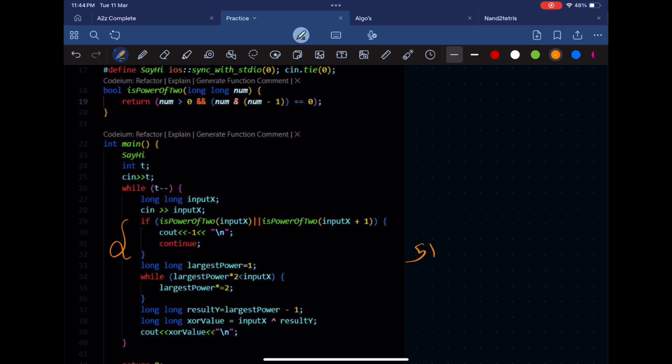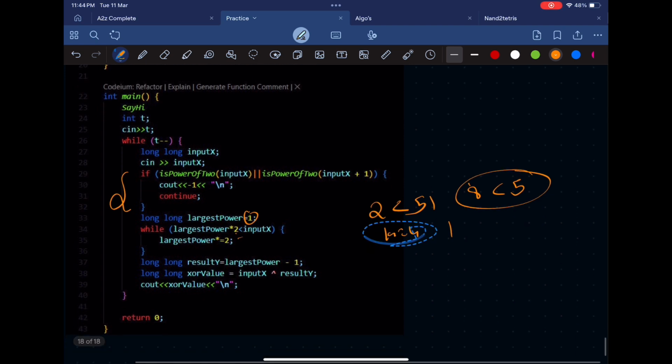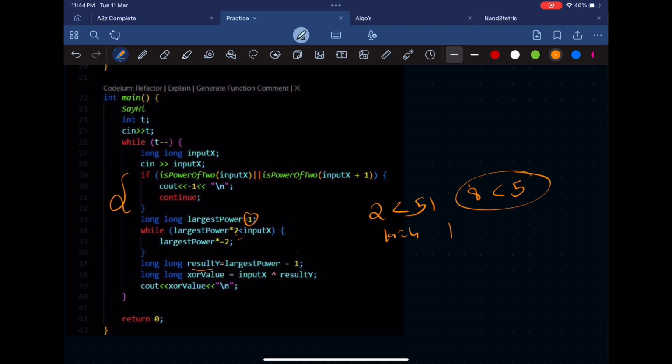So largest power is initially 1. 1 into 2 is less than 5, so now largest power is equal to 4. Then 4 into 2, which is 8, is less than or equal to 5, which is false. So inside largest we have 4, and we come out of the loop. Result of y is equal to largest power minus 1. So result for 5 is equal to 3.